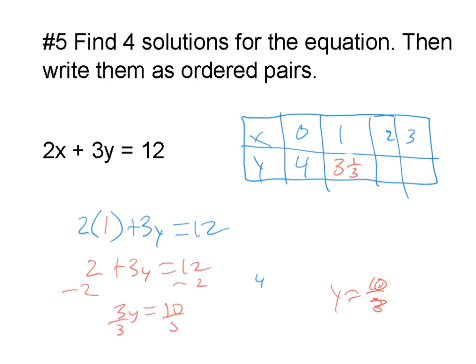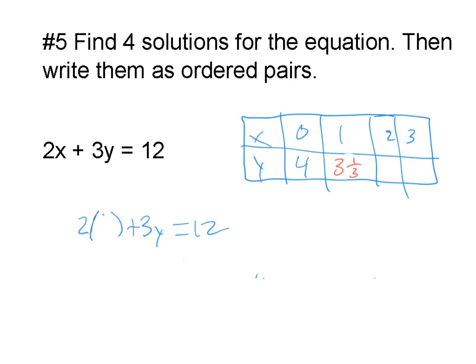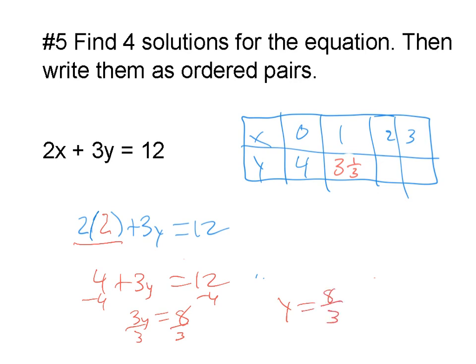Okay, now let's put in a 2. All right, we're going to put a 2 in where the x was. Okay, so we get 2 times 2 is 4, plus 3y equals 12. Okay, we're going to take away 4, take away 4. So we end up with 3y equals 8, divided by 3, divided by 3.